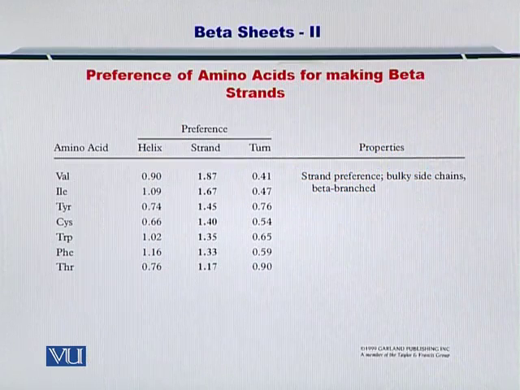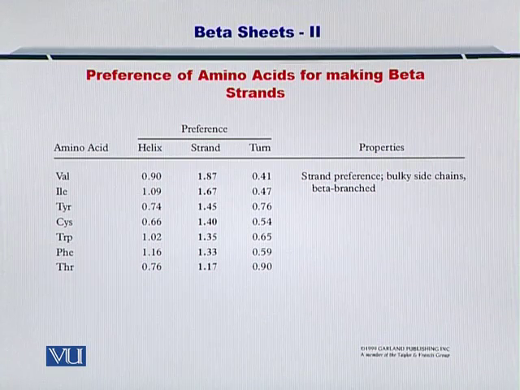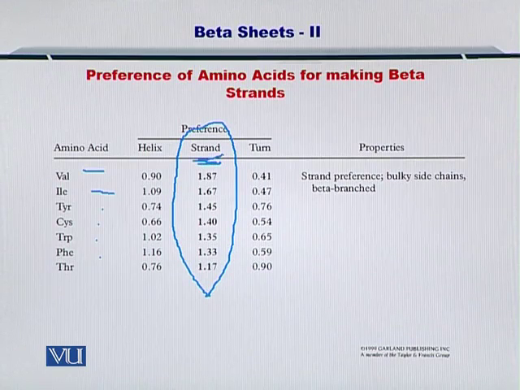There are some preferences in amino acids for the formation of these beta sheets. So here they are listed, and as you can see, amino acids like valine, isoleucine, and so on, they have a very high preference for strand formation, because preference for strand formation is the same as the preference for beta sheet formation, and you can see that it's much bigger as compared to the turns or the helices. So therefore, we consider these amino acids to be beta sheet formers.